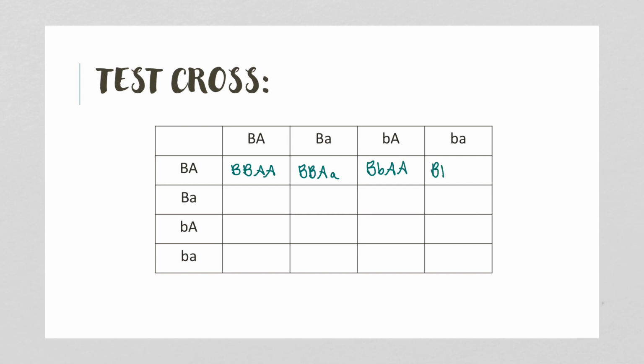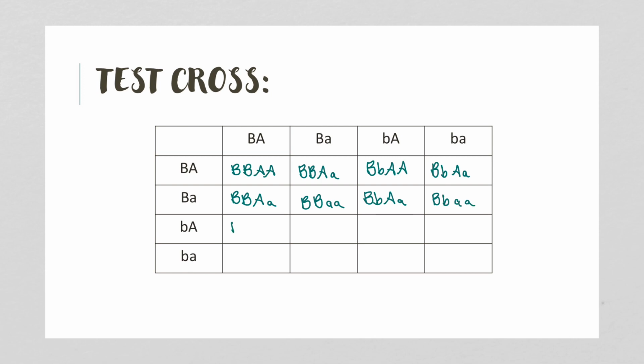Big B, little b, big A, little a. The next row, we've got big B, big B, big A, little a. We have big B, little a, little a. We have big B, little b, big A, little a. Big B, little b, little a, little a.